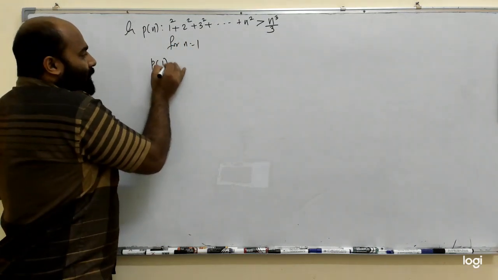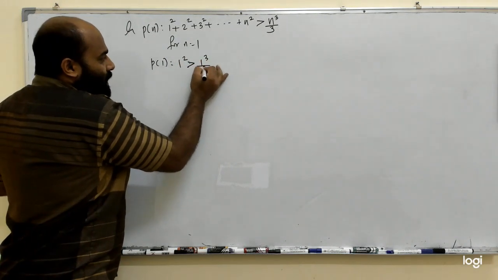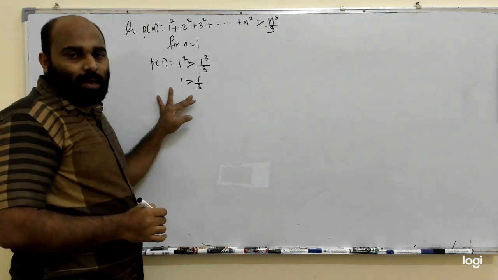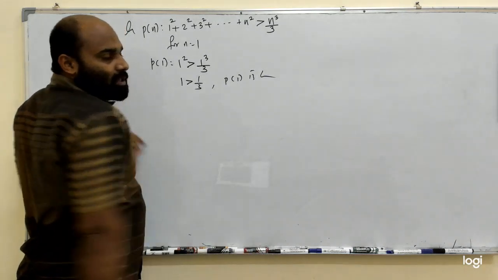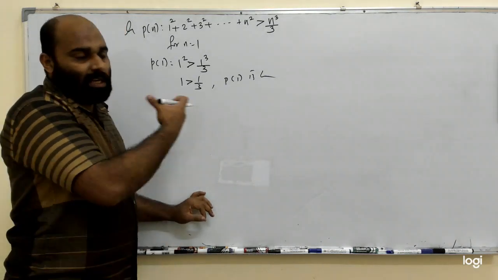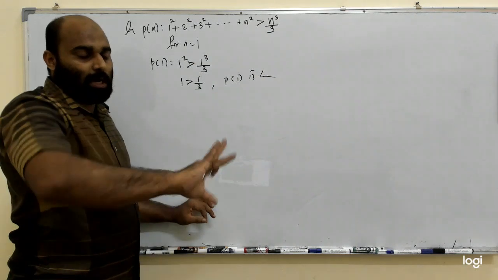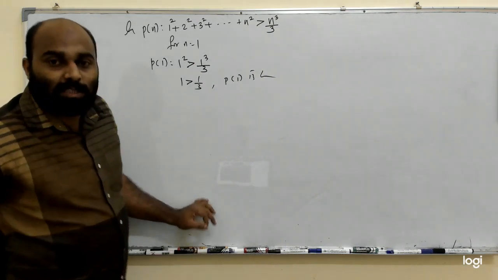P of 1, left side will be 1 square and right side 1 cube by 3. Of course, 1 is greater than 1 by 3 only. Therefore, P of 1 is true. You know this. I think you just pause the video and write it, or first you completely watch and try to write yourself. Okay, fine. Now what is the next assumption?